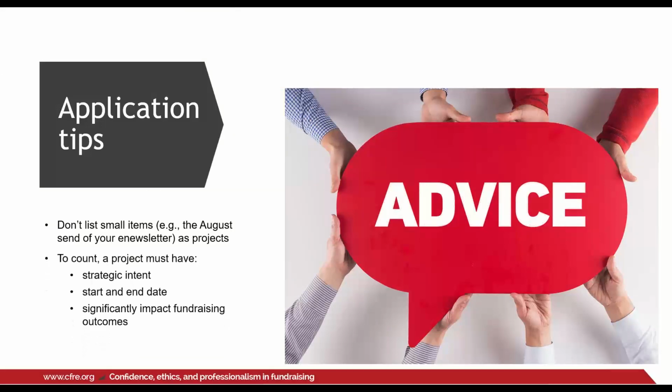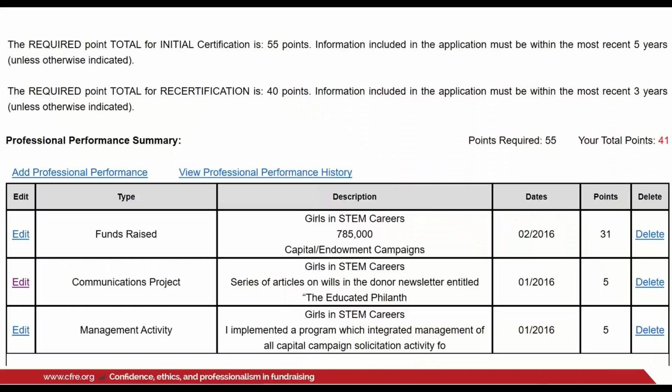A project must have strategic intent, and it must have a start and an end date, and it must significantly impact fundraising outcomes. So hopefully that will help guide you on what you could use and that would be considered as a project. Once you enter all these great things in, again, there's a dashboard for this section that you can see here on your screen. And again, this person is just a few points shy, so the number is coming up in red, but once you hit 55 points, that number will be green.